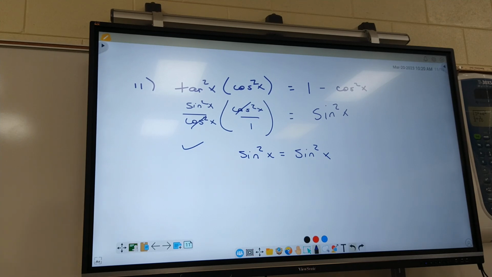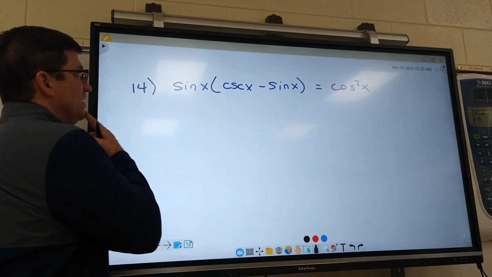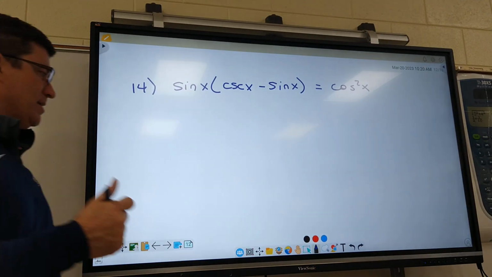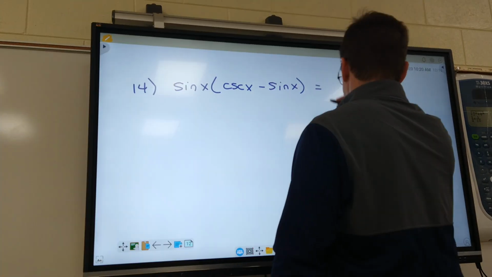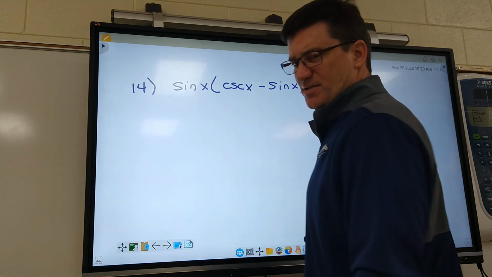All right, let's go to 14. It looks like a similar type problem. What are we doing? 14. It's the same. All right, now, one thing on 14, I'd already switched it. It starts out with 1 over secant squared, is that right?